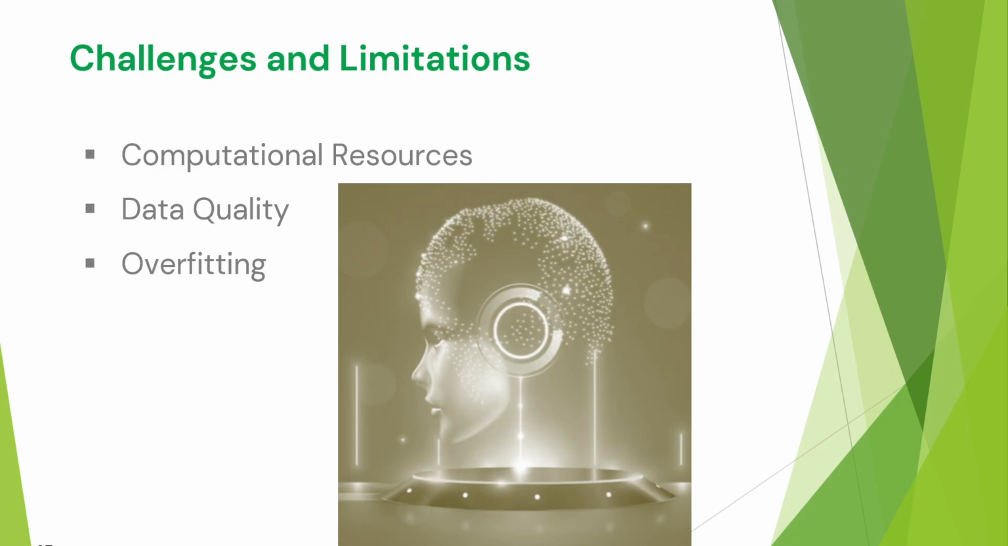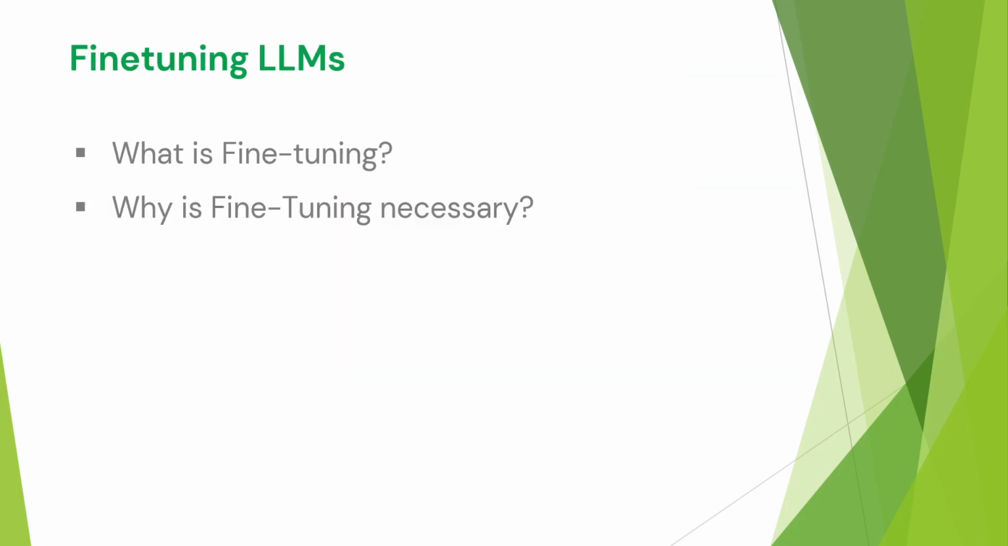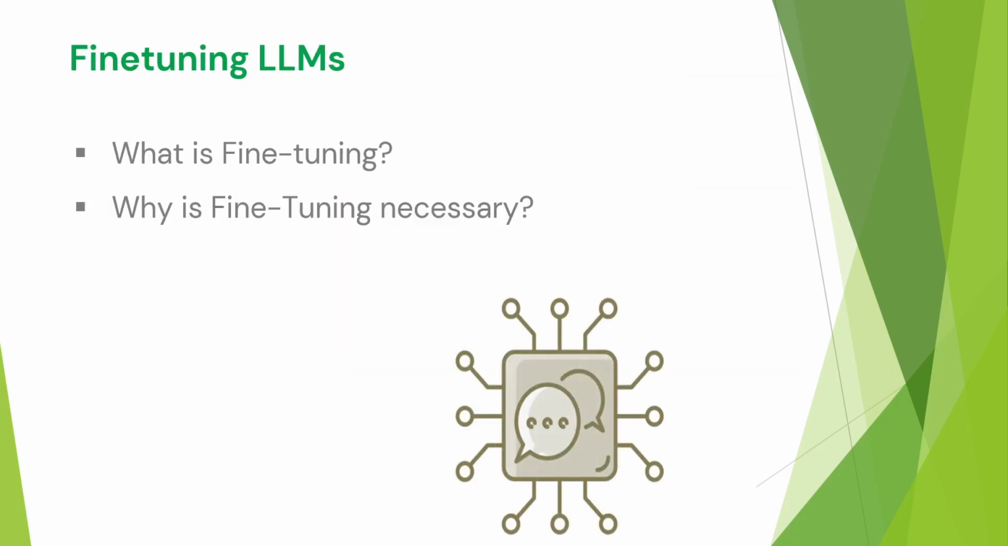Next comes fine-tuning. Now fine-tuning is the process of adjusting the pre-trained large language model to perform a specific task such as text classification, sentiment analysis or language translation. The goal of fine-tuning is to adapt a pre-trained model to the specific requirements of a task while leveraging the knowledge and patterns learned during pre-training.